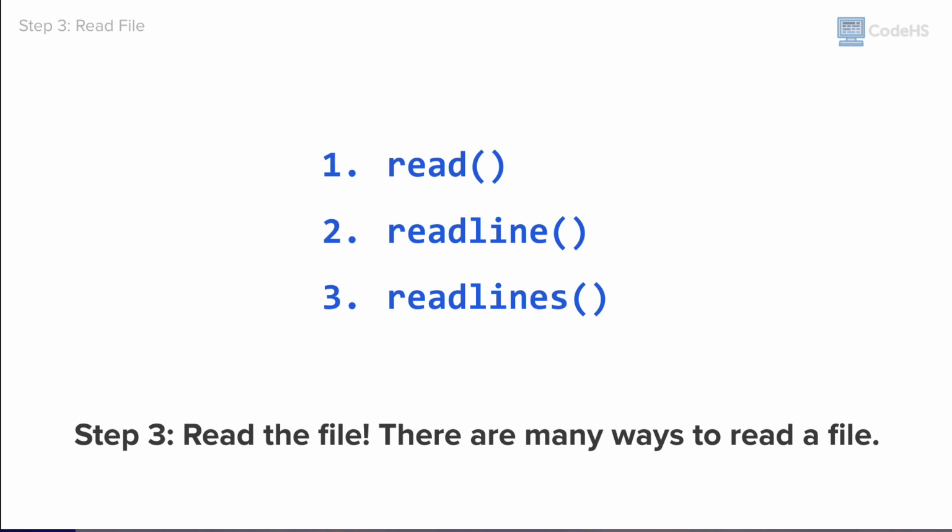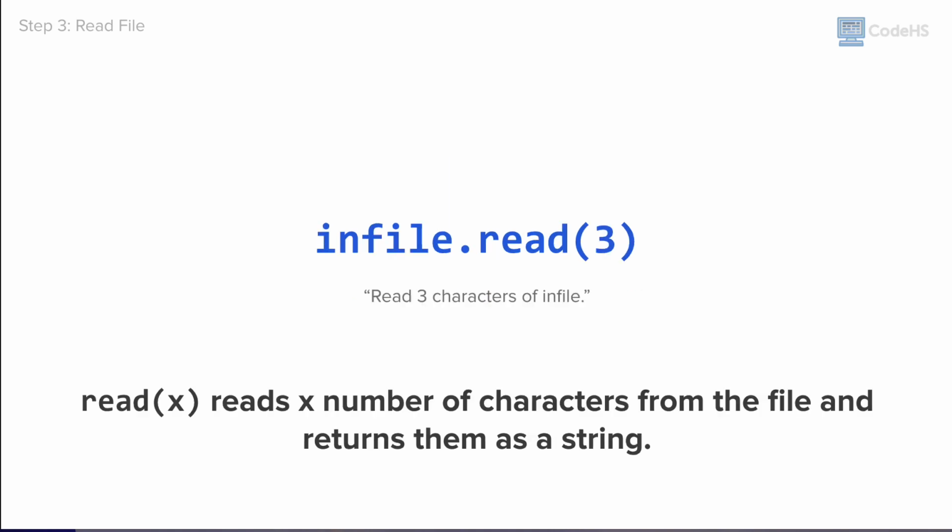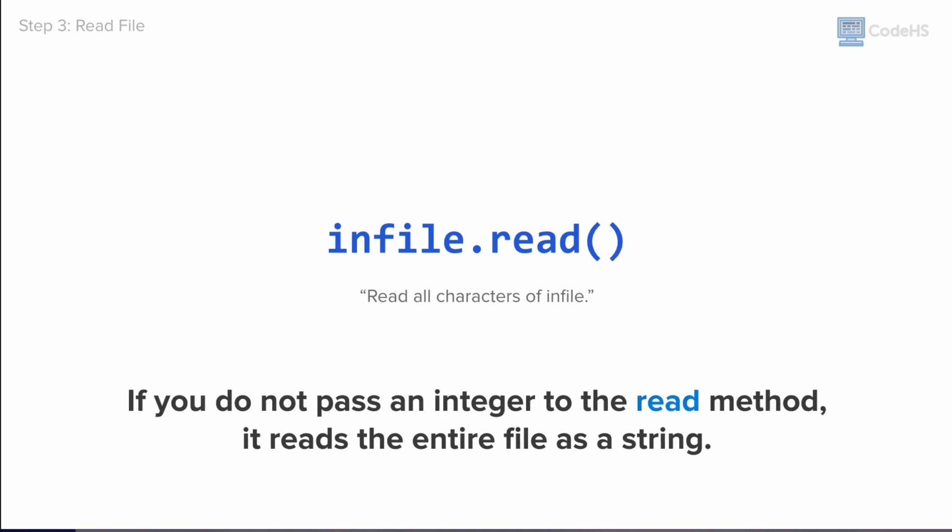Next, you read the file. In this lesson, we will focus on the first method called read. Read X reads X number of characters from the file and returns them as a string. In this case, we are using the value 3. Since it is a method, we need to use dot notation to call this method on a variable. If you do not pass an integer to the read method, it reads the entire file as a string.